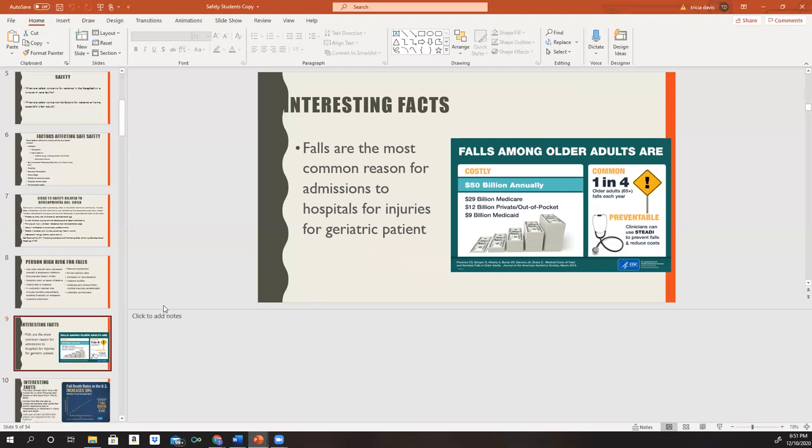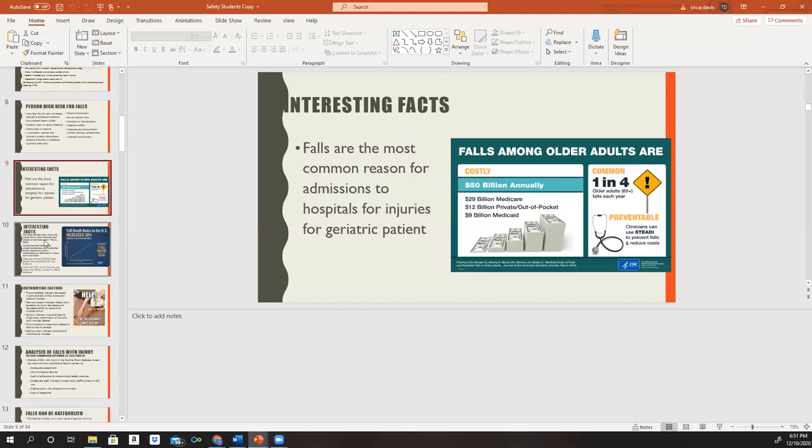And it is costly. It can cost upwards of $50 billion annually. It costs Medicare $29 billion a year, $12 billion for private and out-of-pocket expenses, and Medicaid pays about $9 billion a year towards injuries related to falls. They are preventable, so clinicians can use something called STEADI to prevent falls and reduce costs. And it's pretty common. One in every four adults 65 or older has a fall each year. So definitely that geriatric population.